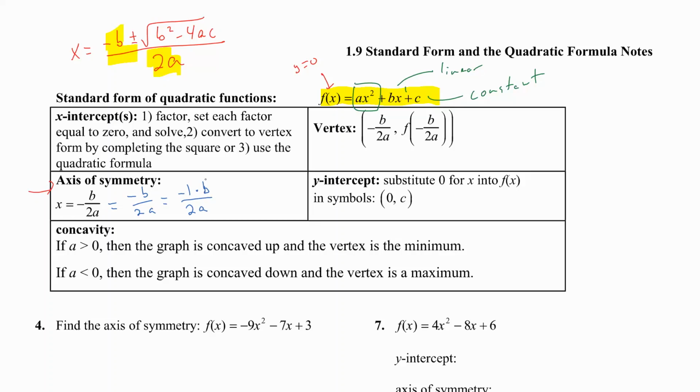Now the vertex, it doesn't matter what format we're on, the vertex is always on the axis of symmetry. So all we have to do is plug in this value, whatever we get for the axis of symmetry, that's our x value on the vertex. And to get a y value, you just plug in that value. So that's what all the symbols mean for the vertex. Again, these two will always be the same. It doesn't matter what format that we're dealing with. So that vertex is always on the axis of symmetry, and then just plug in the x value to get a y value. And that's true for every function.